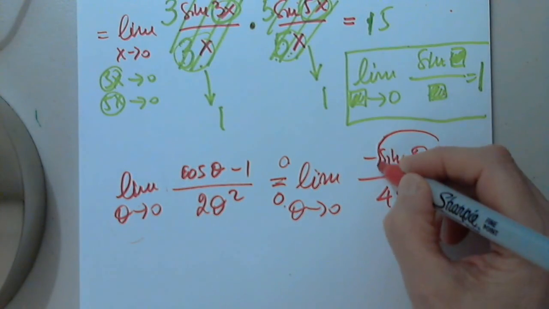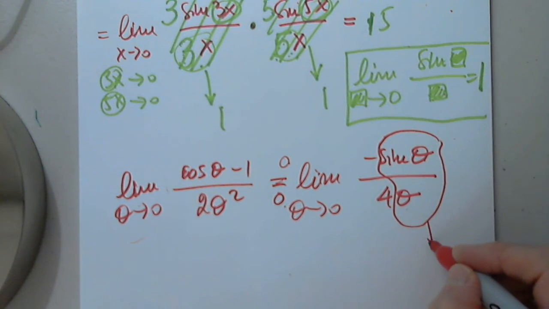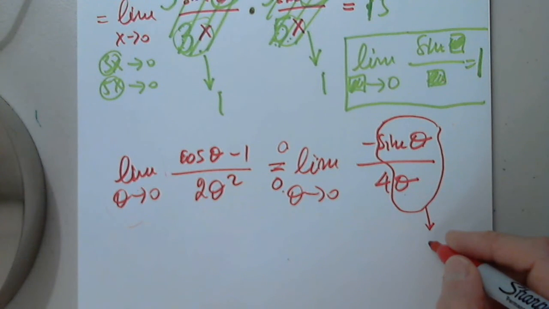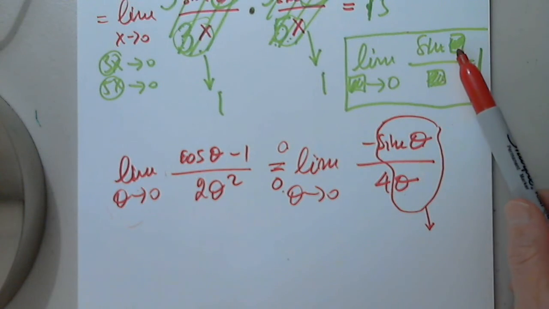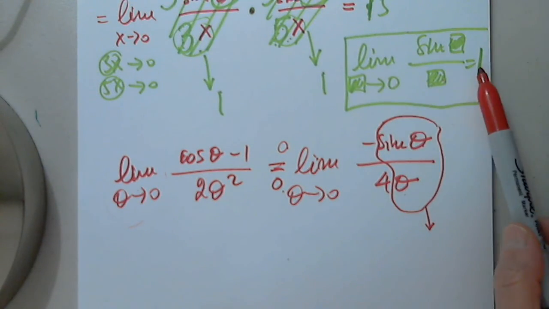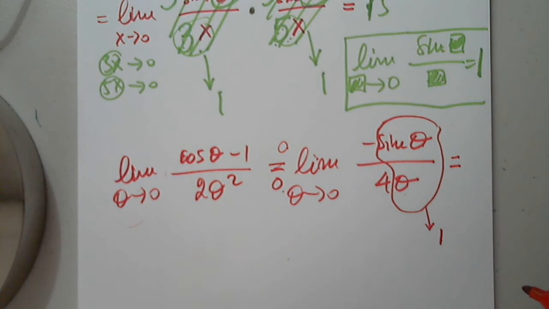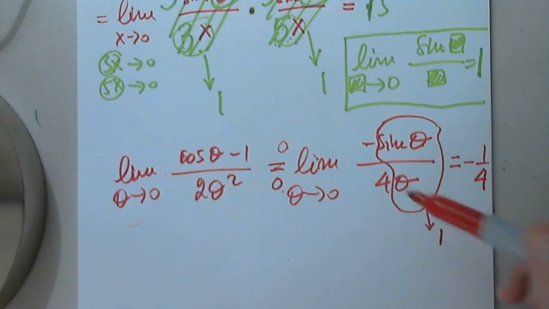And now I know where this is going, as long as theta approaches 0. Where is this going? Zero. Oh, 1. Right? I have sine theta over theta when theta approaches 0, so the answer is 1. So what is the final answer then? Negative 1/4. That's it. Negative 1/4. Good.